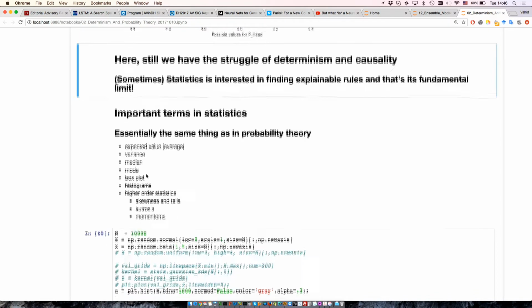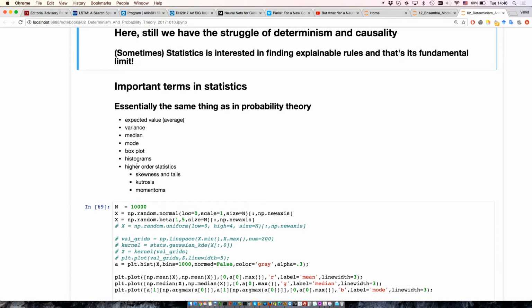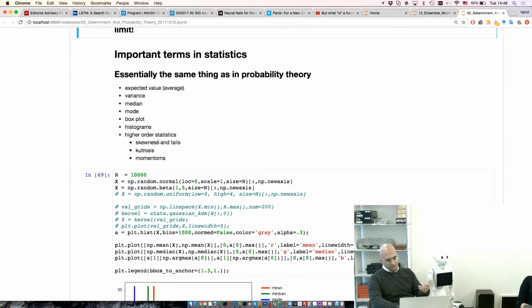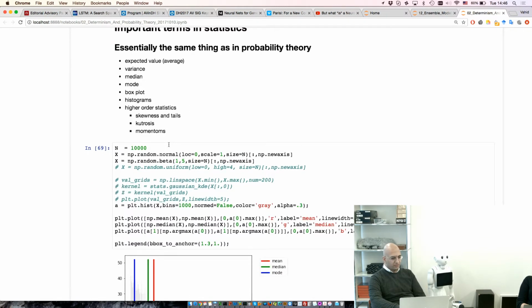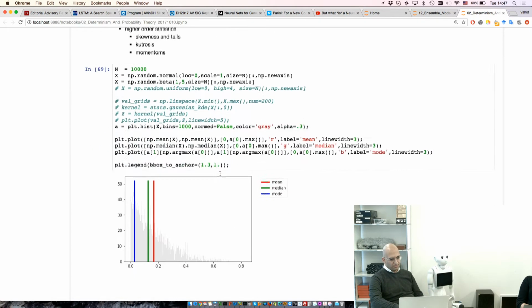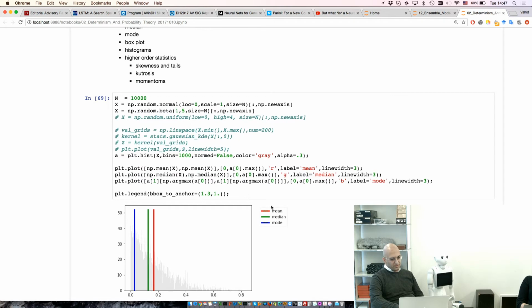So you need to know what a histogram is, for example, and what it means. A histogram is a kind of empirical version of the probability density function. And then you need to know higher order statistics. You don't necessarily need to know this, but I can talk about it a bit because it's very interesting. Here is a connection between statistics and optimization, and you will see how they are connected. So these are the topics: what is the mean or average, what is the median, and what is the mode.